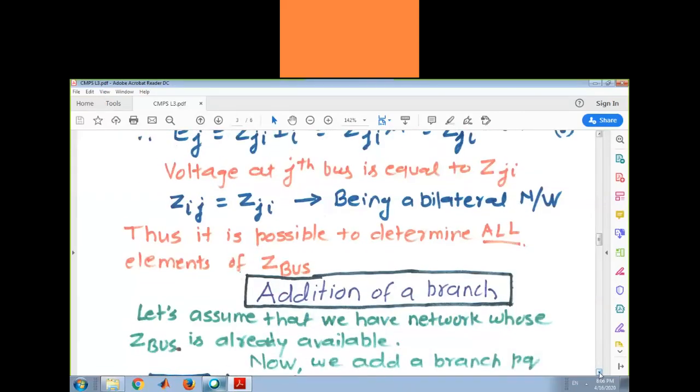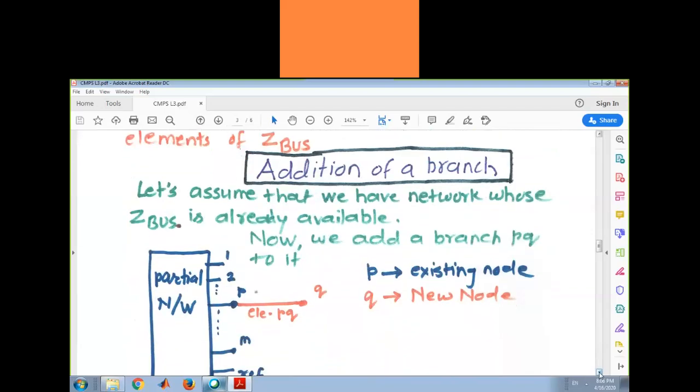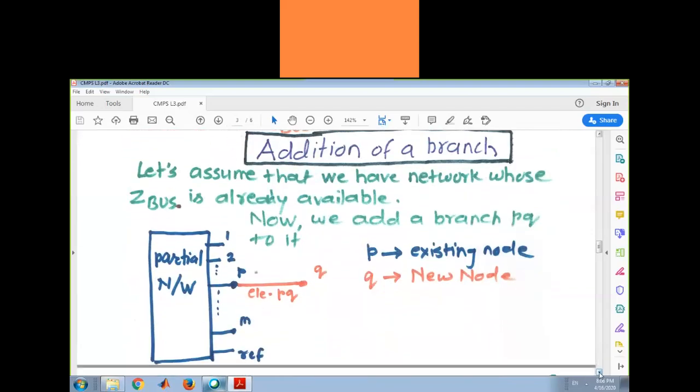So now that we know the Z bus of a partial network, let us add one branch between an existing node P and a new node Q. We call this element PQ, and it is a branch because this node is not a part of the existing network, so it is a new node. A branch is something where one end is in the existing network and the other end is a new node.